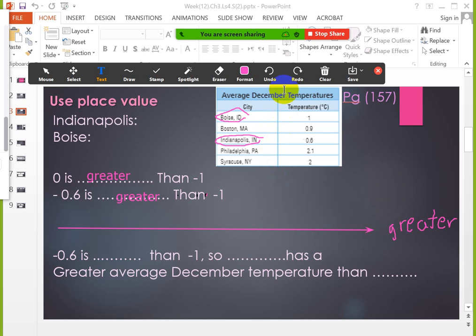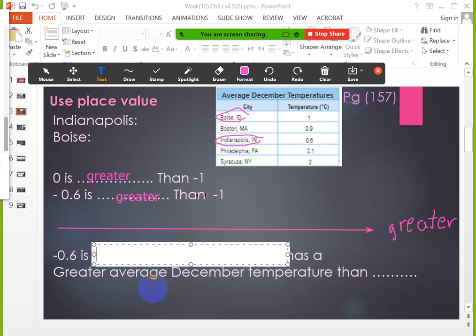Indianapolis or Boise? So which city will be warmer? Of course, the city Indianapolis, because the temperature here is -6. That means this city is warmer, right? Okay.